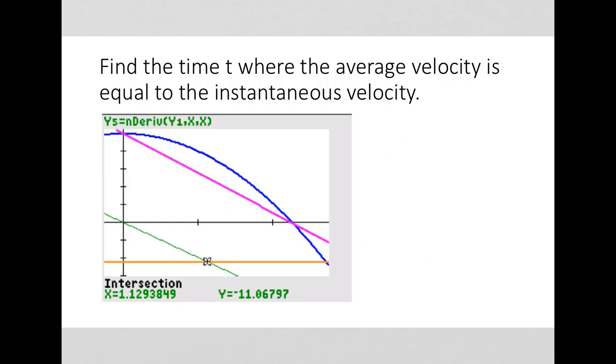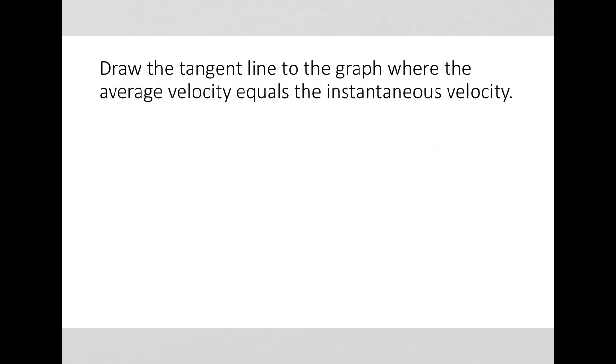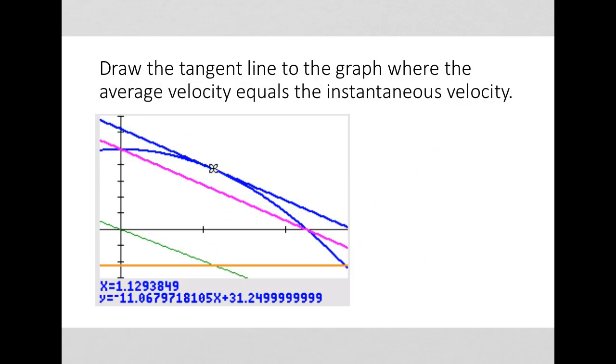So what I did is I stored the slope value, that negative 11.067, as a new variable, and I graphed it as a line, and I found the intersection between that and the derivative function to figure out the x value where the average velocity was equivalent to the instantaneous velocity, 1.129. And then I went ahead and drew a tangent line at that value to show, hey look, these two things are indeed parallel. Remember, we're talking about the slopes. The average velocity is now equal to the instantaneous velocity, aka the slope of that tangent line.